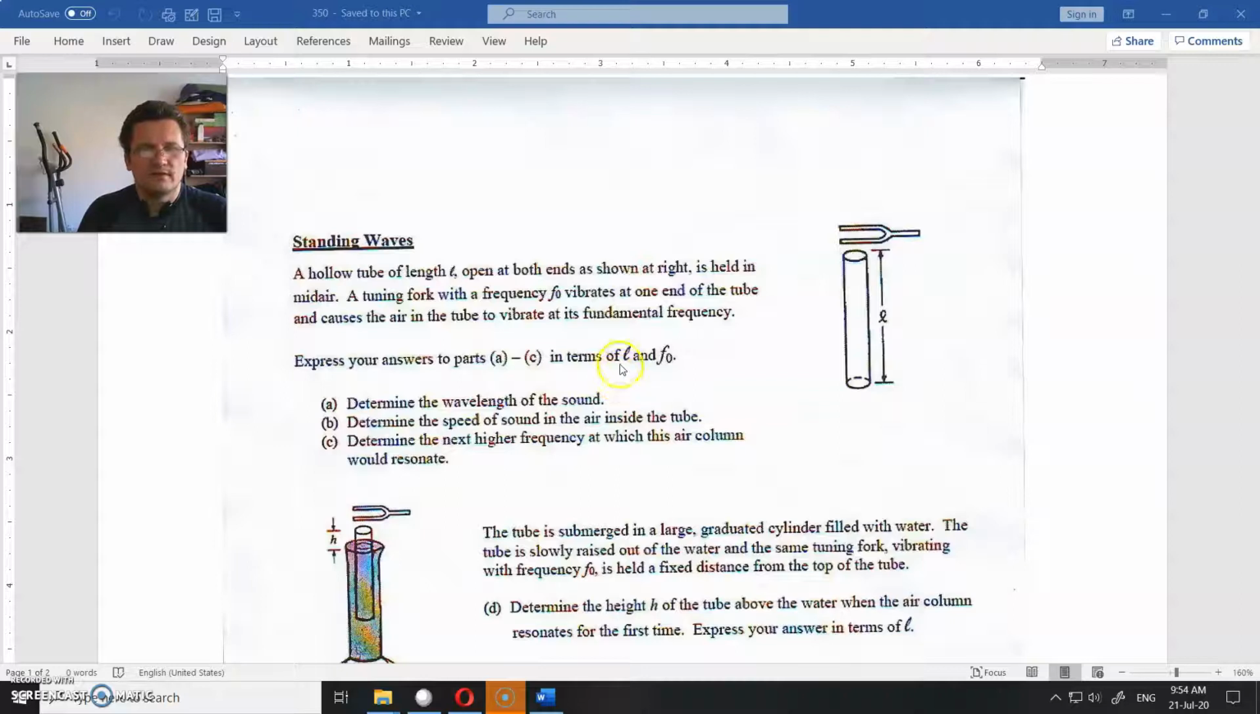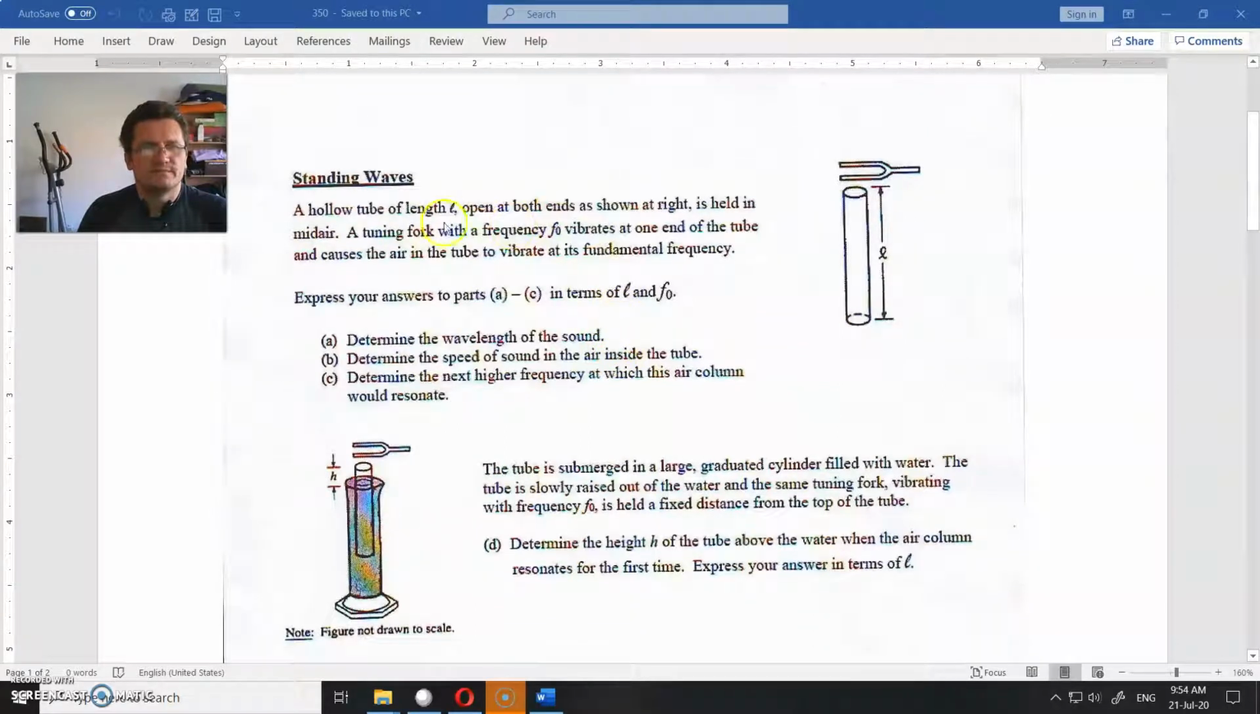We have here an assignment about standing waves. A hollow tube of length L, so it's hollow on both ends, open at both ends as shown at right, is held in midair. A tuning fork with frequency f0 vibrates at one end of the tube and causes the air in the tube to vibrate at its fundamental frequency.